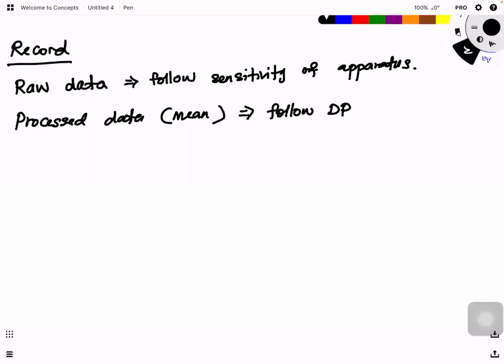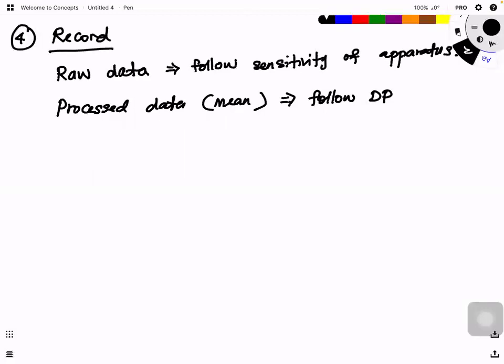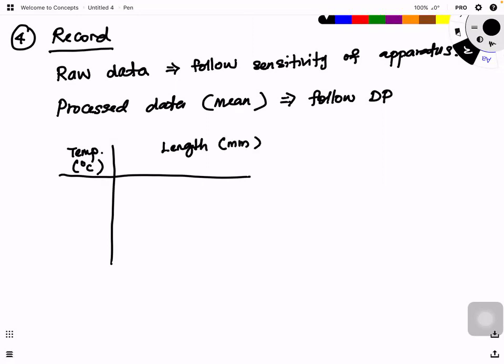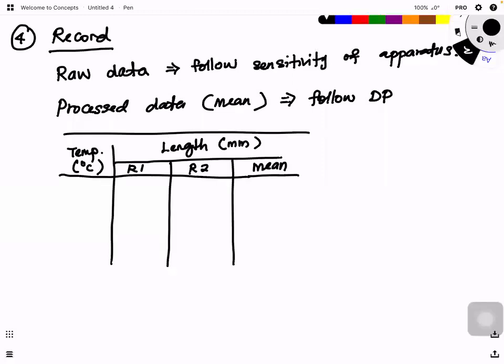Now look at this. If this is my data, temperature, degrees Celsius. Let's say I look at how fast the temperature increases, causing the increase in the length. So I have the length. Length, always remember we measure in millimeter, yeah? So I have a first reading, number 1. I repeat the experiment, reading number 2. I get the mean value. Can you see that?